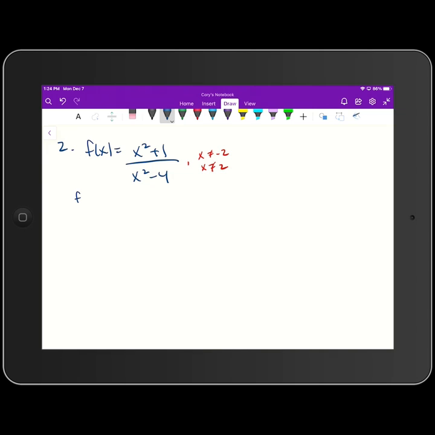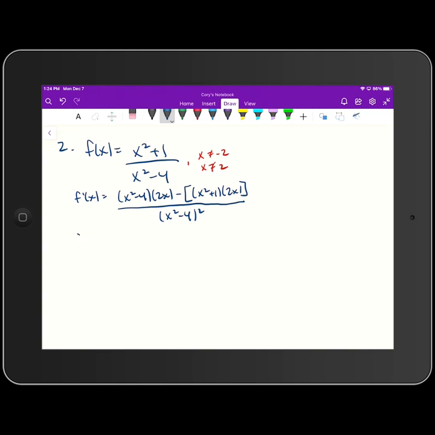So using quotient rule, f prime is going to be low d high, the derivative of the top function is 2x, minus high d low, the derivative of the bottom function is 2x, all over low, which is x squared minus 4 quantity squared. I know I can factor that denominator, but I'm going to wait and do that at the very end, whenever I take my second derivative.